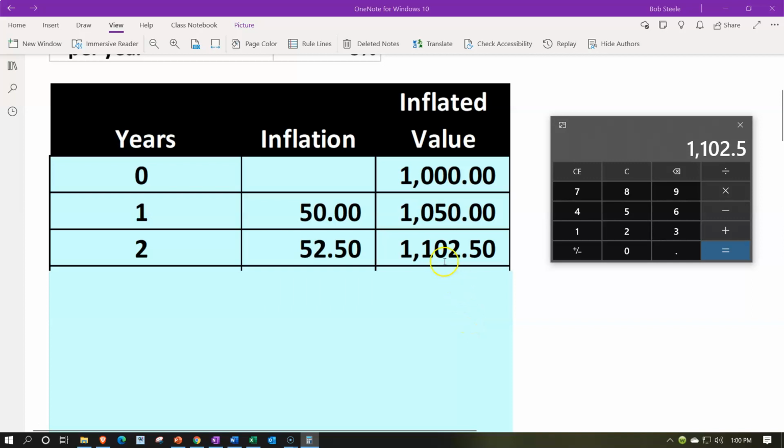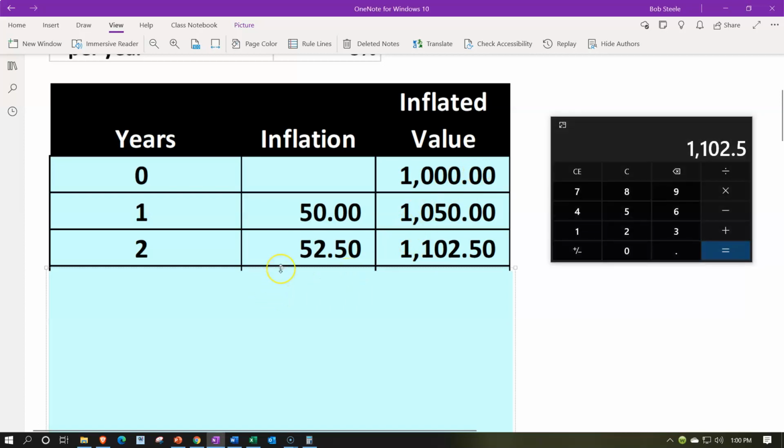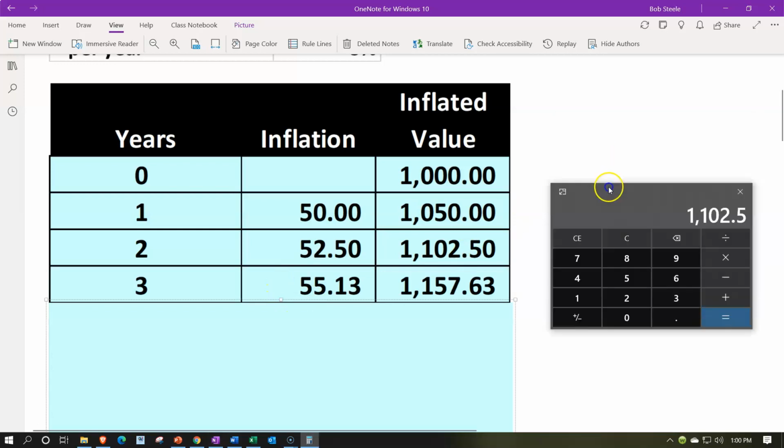1,102.5, and once again, we'd have to say after 2 years, we would need $1,102.5 to purchase the same basket of goods as we could have purchased in year one for simply the $1,000. So we didn't get more money. We got more money in essence, but the more money isn't giving us any more purchasing power, being the idea here. So then year three, we'll do this one more time.